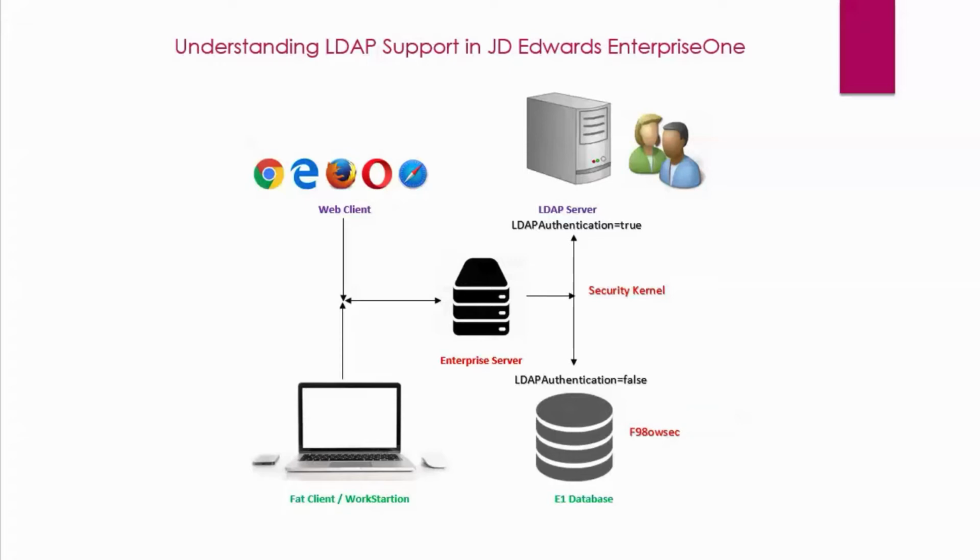So if the user signs into the web client, the security server on the enterprise server has to decide, using the jde.ini file or the security kernel, whether LDAP is enabled or not. If LDAP is enabled, then the LDAP server does the authentication and decides whether the user is allowed into JD Edwards or not. If LDAP authentication equals false, then the JD Edwards F98OWSEC file is used to do the authentication and decides whether you're allowed into JD Edwards or not.